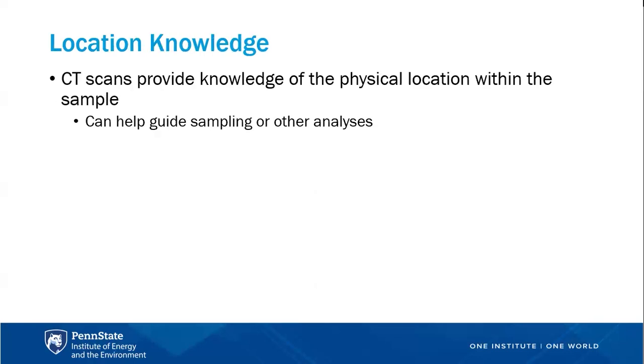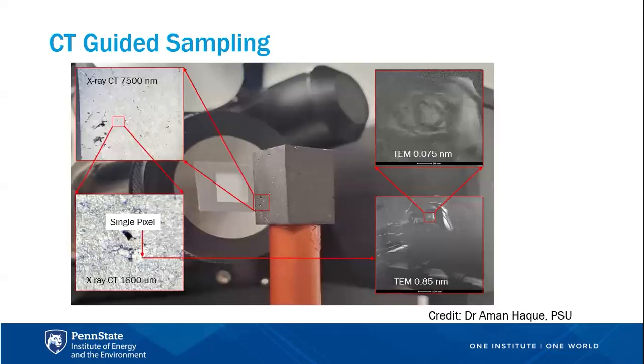The other thing about CT scans is that you have location knowledge. CT scans provide a physical location within the sample. And this is really nice because it can help guide sampling or other analysis. For example, we did this with a graphite sample where they did a large scan, we did a smaller scan, and then they were able to go really small with a TEM and get really detailed samples on a specific section to look at the microstructure and then connect it back to the macrostructure.